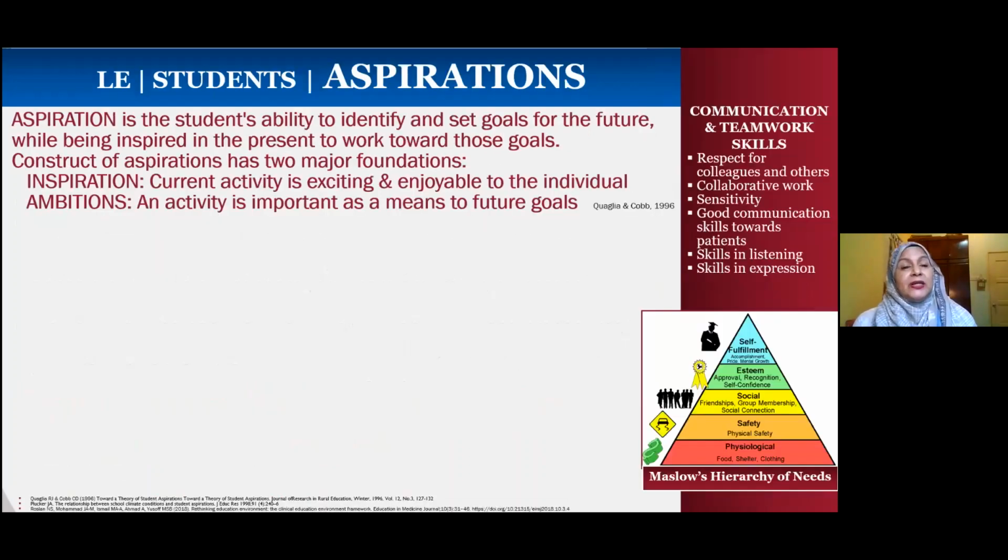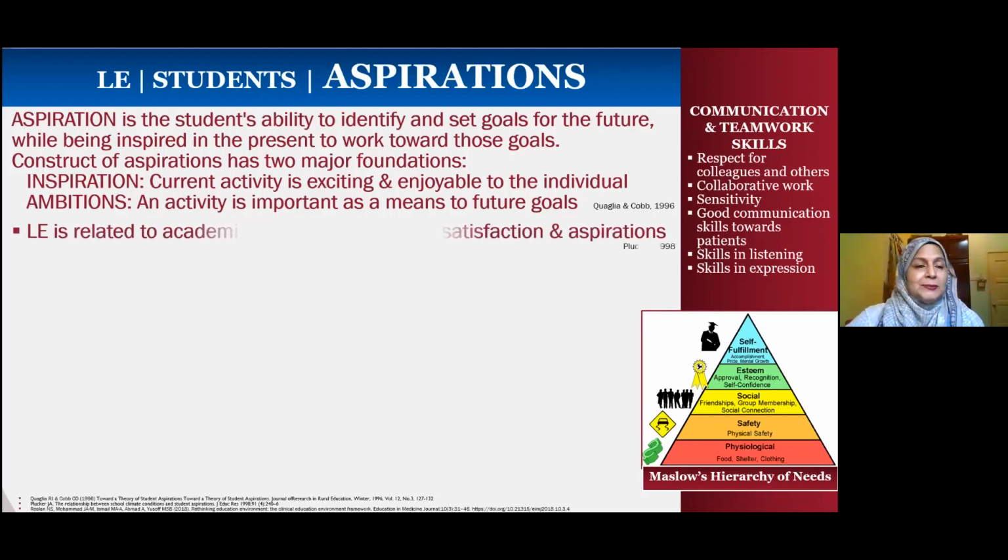Student aspiration is the student's ability to identify and set goals for the future while being inspired in the present to work towards these goals. The construct of aspiration has 2 major foundations. One is inspiration, that is, what you are currently doing is for the future and you enjoy that. And ambition is what you want to become in the future. So to achieve your future goals, which might be 5 or 7 years later on, you start working today, because that is what your ambitions and inspirations are.